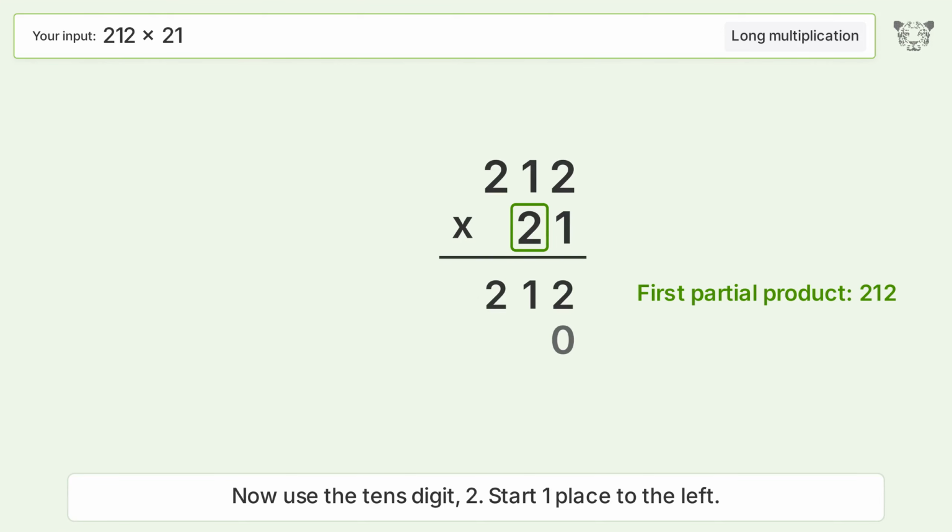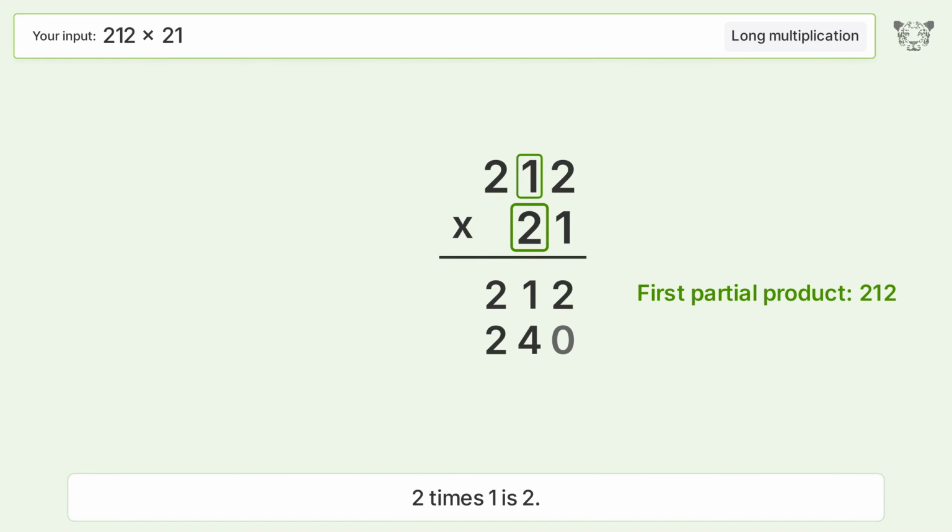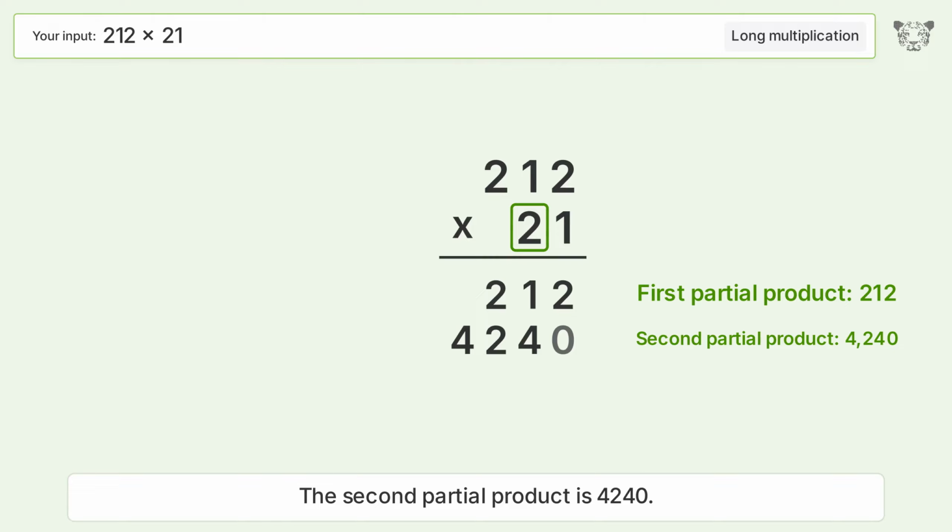Now use the tens digit, 2. Start one place to the left. 2 times 2 is 4. 2 times 1 is 2. 2 times 2 is 4. The second partial product is 4,240.